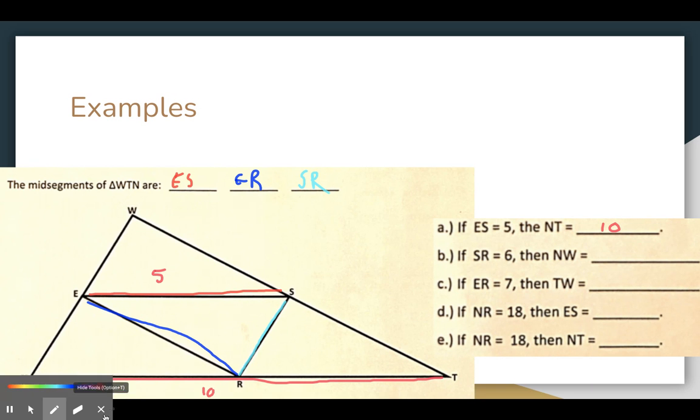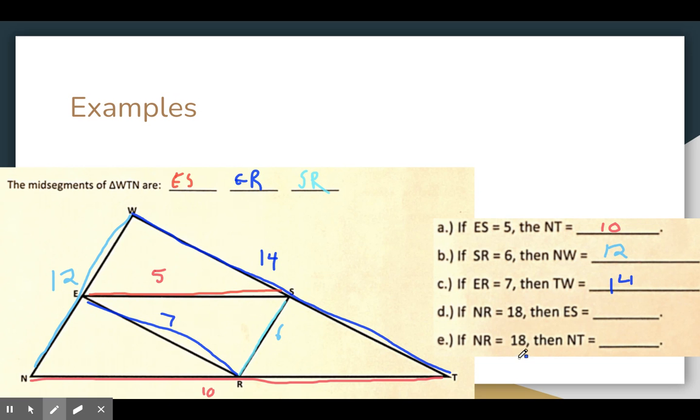If SR, which is our turquoise color, is 6, this line is parallel to this line. That means that this is half the length of here. Well, if this is 6, half of what is 6? Half of 12 is 6, right? Then NW equals 12. If ER, that's our blue color, equals 7, then TW, which matches with it, times 2 would be 14. That equals 14. All right, so that's just for those three.